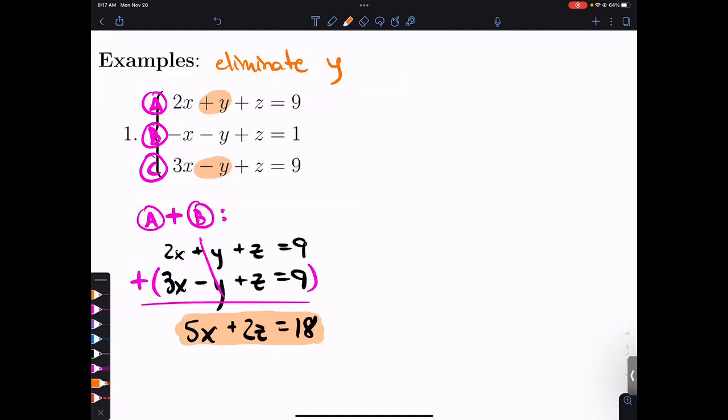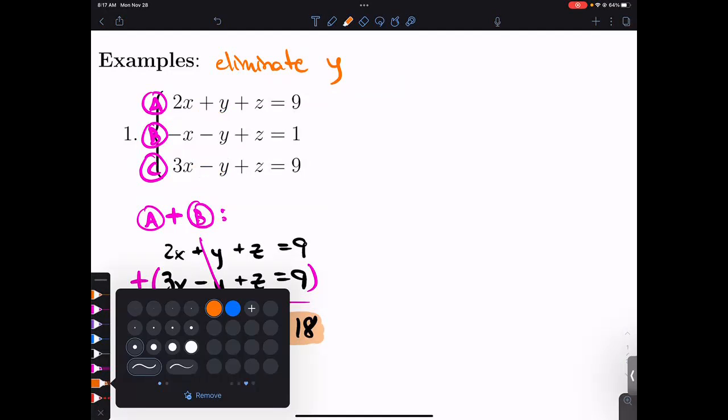So I'm going to go back to the original system. I'm going to eliminate Y again, but it's got to be with some other combination, right? I can't use the same two. I have to do something else. So look for some other place where you can take two of these and eliminate Y. Say again. B and C, okay.